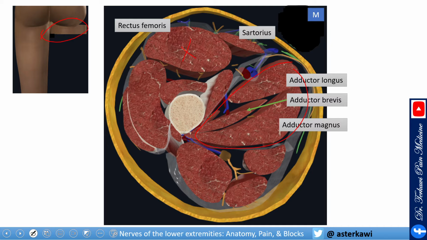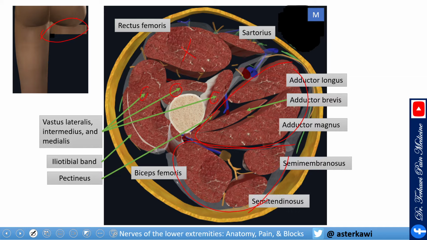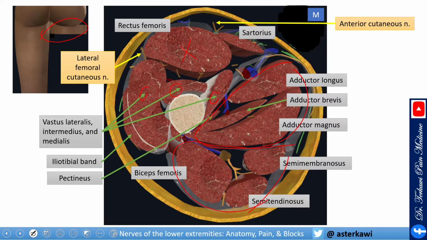Remember Alabama, right? And then here you have the lateral compartment muscle, which is the vastus lateralis, right? Then vastus intermedius and vastus medialis. And here you have the iliotibial band. Here you have a small part of the pectineus. Here at the back you have the hamstring or the posterior compartment. You have the biceps femoris and the semimembranosus and semitendinosus. Lateral femorocutaneous nerve is here. Anterior cutaneous nerve is here. Muscular branches of femoral nerve.